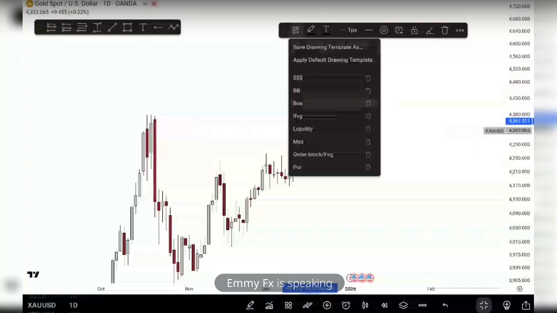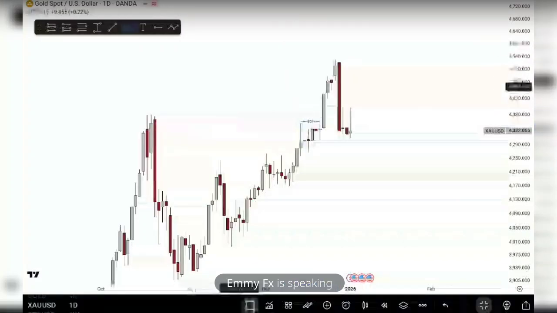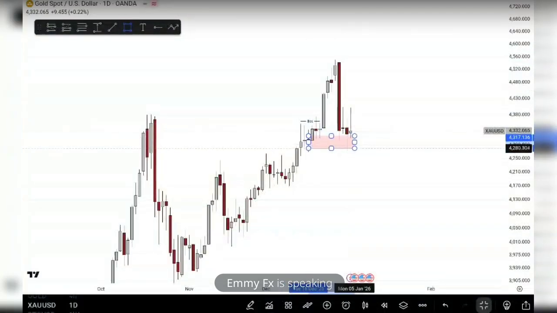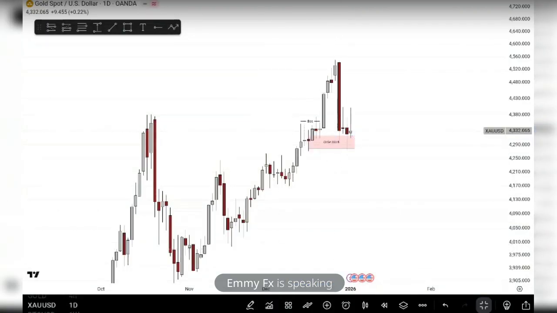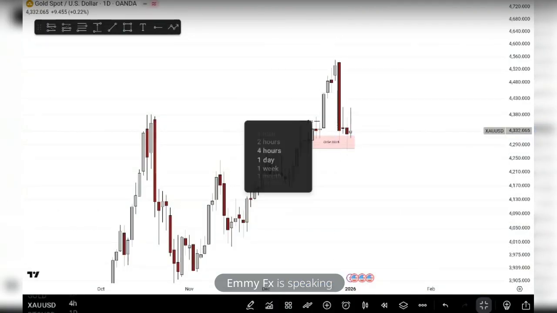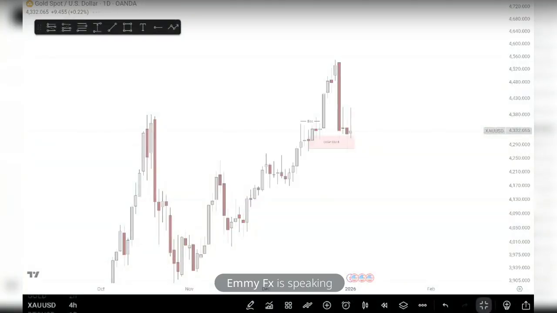Break of structure to the upside, and outside the break of structure, we have this other block in which price is currently reacting from. So price is reacting from that other block in the daily time frame.